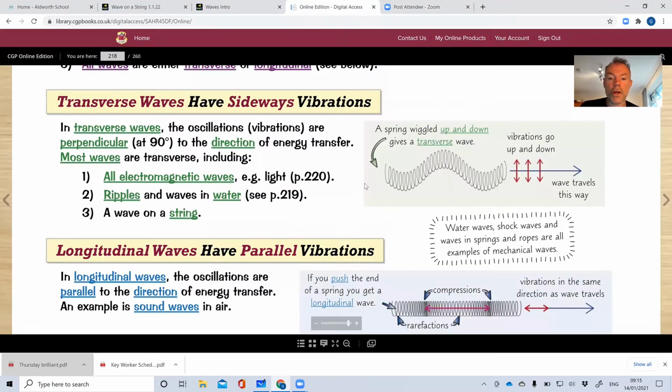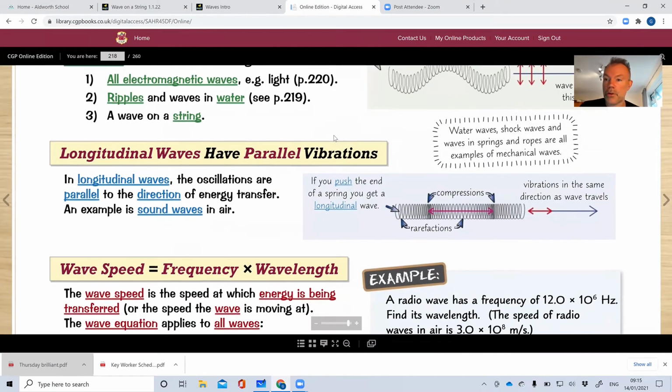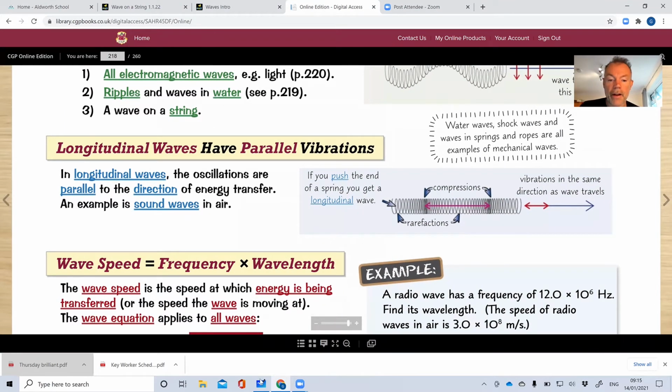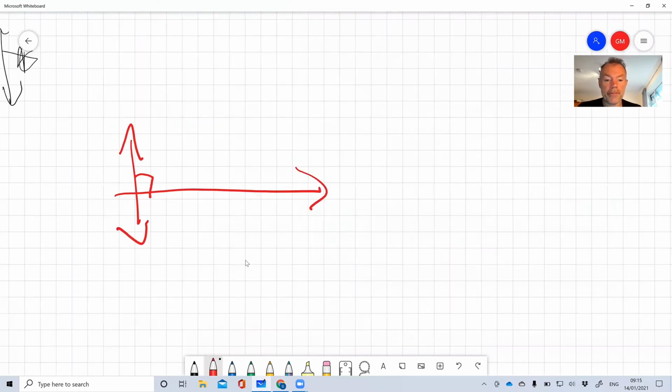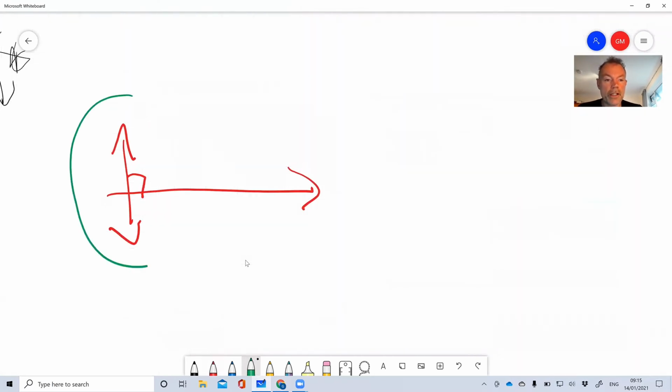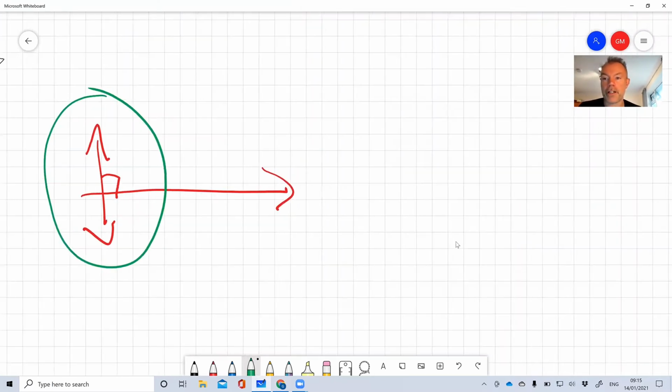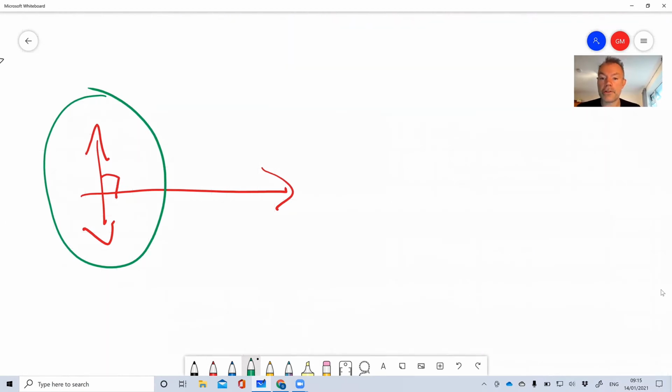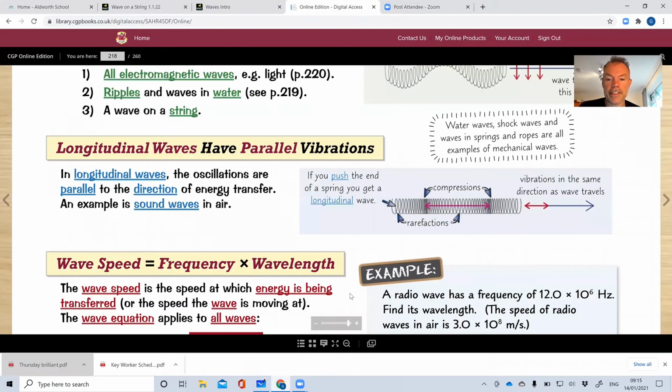Right, the next sort of wave you need to know about is a longitudinal wave. Now, we said in a transverse wave the particles are going perpendicular to the way the wave's going. In a longitudinal wave, the particles will be going in one direction and the wave will be going in the same direction.